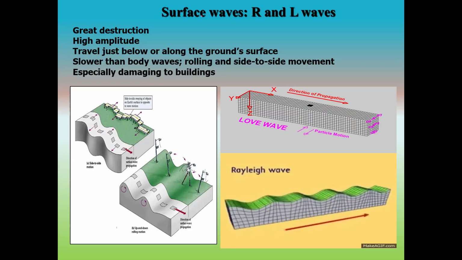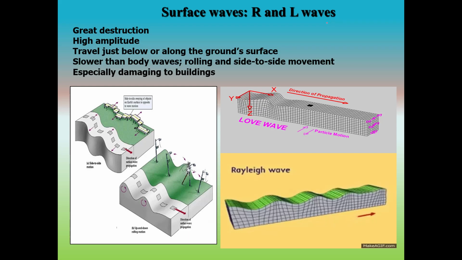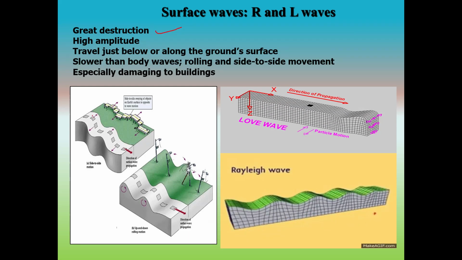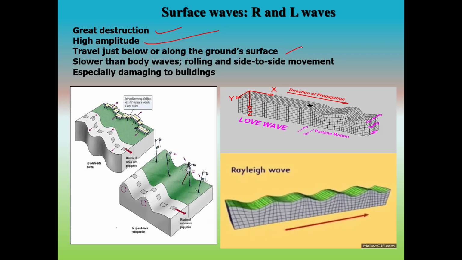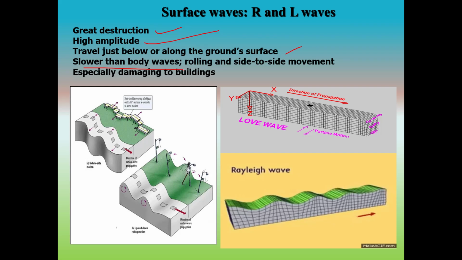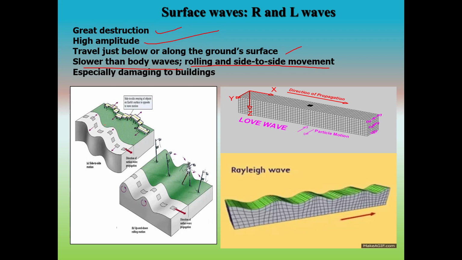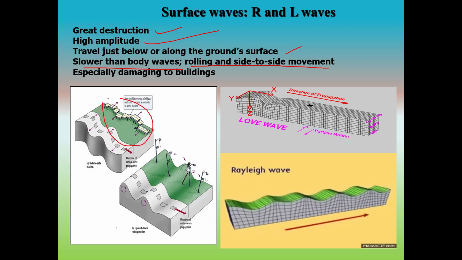Surface waves: R waves and L waves. The great destruction takes place only with the surface waves, that is on the surface of the earth. They have high amplitude, travel just below or along the ground surface, and are slower than the body waves, with rolling and side to side movement. No straight movement is there, and they are especially damaging to buildings. Yes, you can see how the buildings are getting damaged.